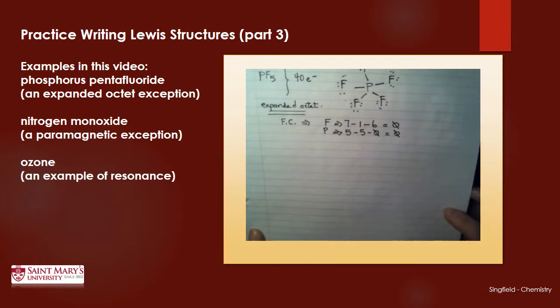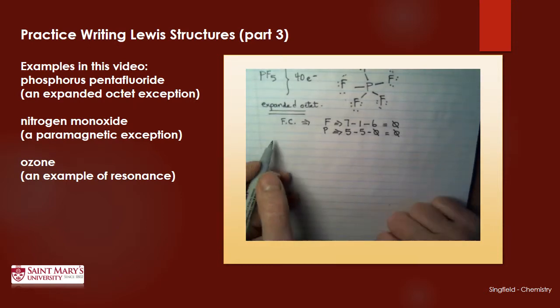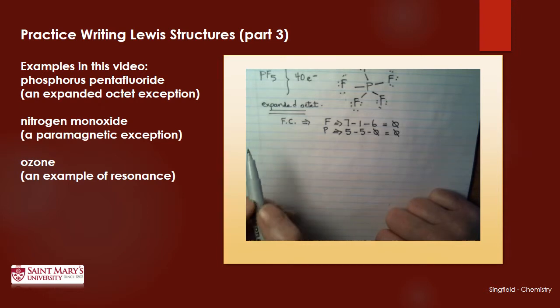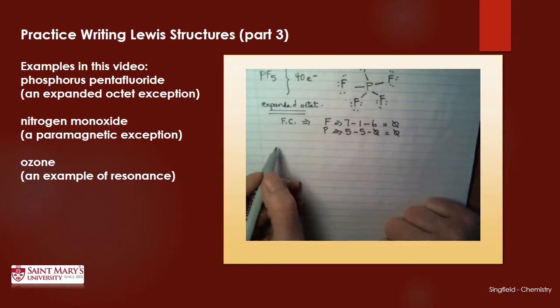We have one more exception to the rule. I told you there were 3 exceptions. One of them is the expanded octet, which we've seen already. Another is less than 8 electrons around the central atom, the electron-deficient species. And our third and last exception for writing Lewis structures is when we encounter a total odd number of electrons, because we can't possibly use up all the pairs.